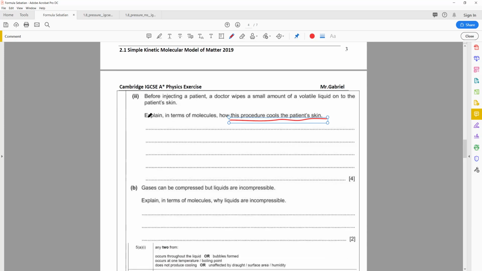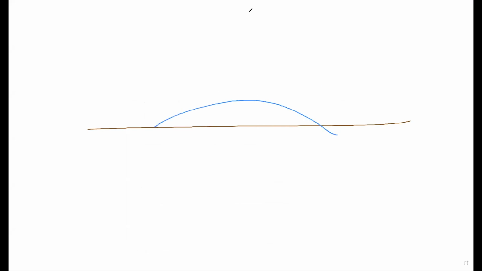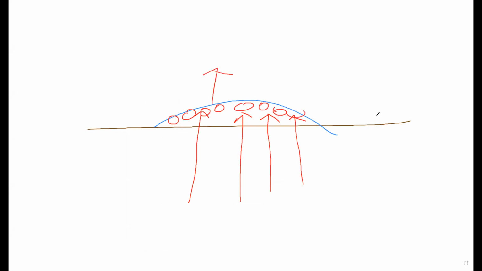But anyways, going back to this question here, explain in terms of molecules how this procedure cools the skin. I've mentioned this in class last week as well. Let me just repeat this again. Let's say this is the layer of your skin, right? When they put some form of volatile liquid here, what's essentially happening is that the energy from your skin is being absorbed by the water molecules here. When these water molecules absorb your skin's energy, they are actually going to go through evaporation and leave you with a cooling sensation. This concept is the same for sweating as well, guys.